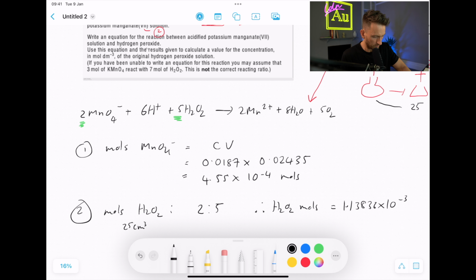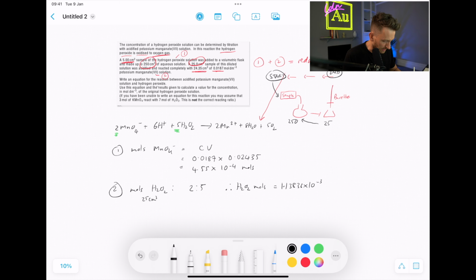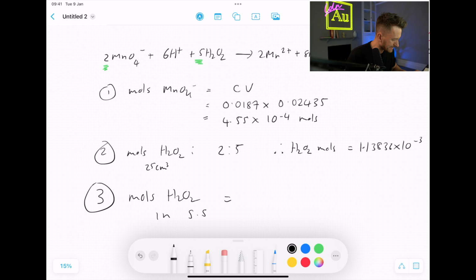But remember, it's come from a sample of 250. So the next thing to do is to work out the moles of it in the standard solution. So moles of H2O2 in standard solution. So just times it by 10, because 250 divide 25 is 10, gives me 0.011336. So that's the moles of the peroxide in the standard solution.